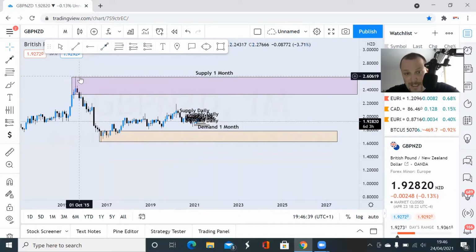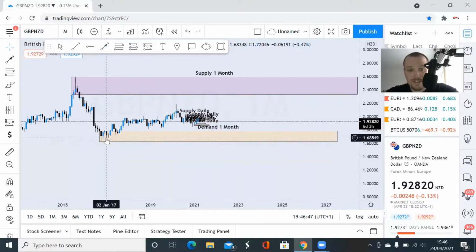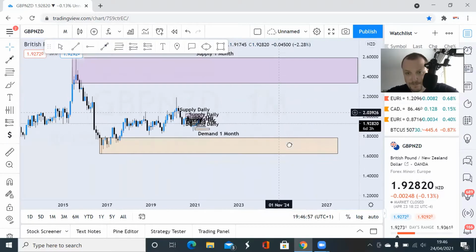And it's basically the supply zone or the order block, wick to wick, of the last buy before the sell on the supply area. And then we've got the demand area, which is the last sell before the buy on the demand zone. Okay, so hopefully that bit has made sense.